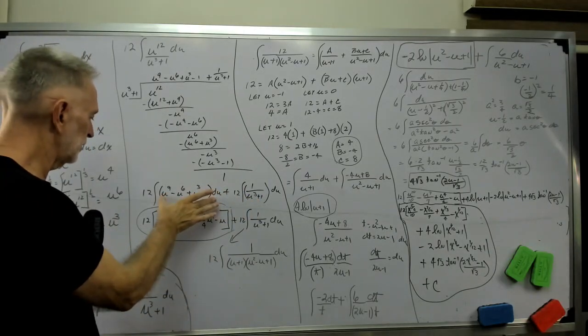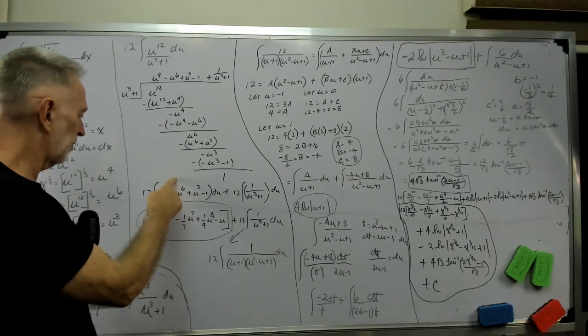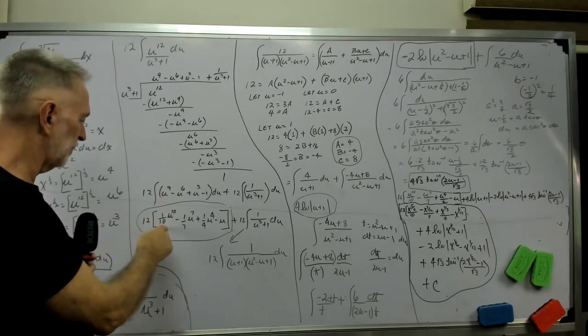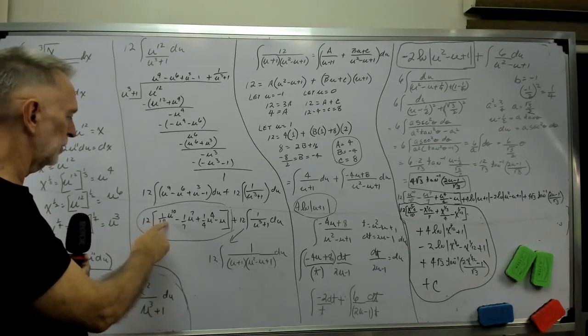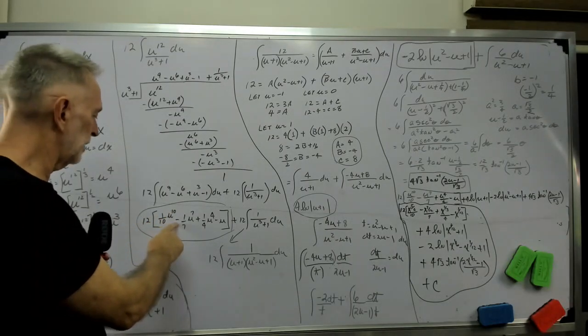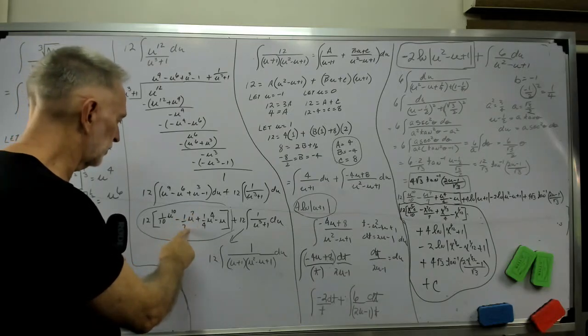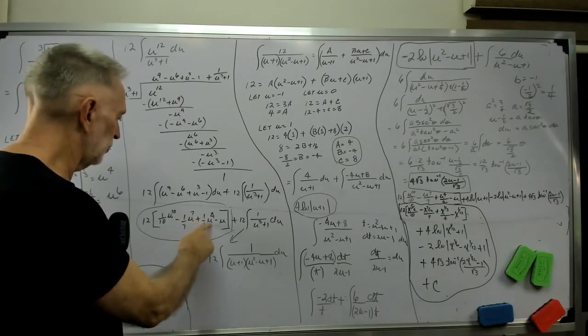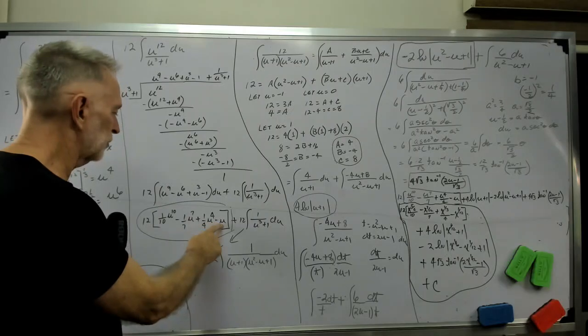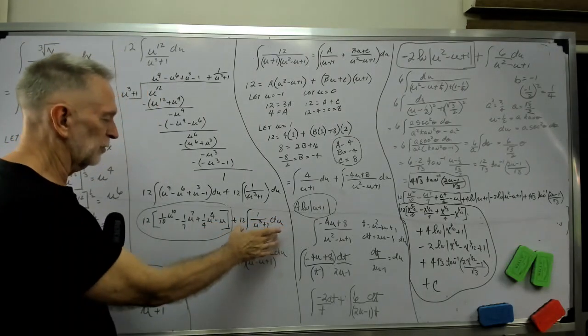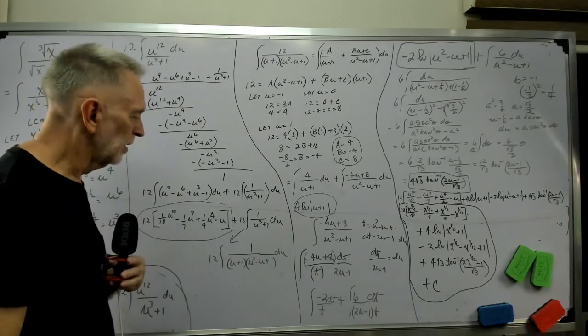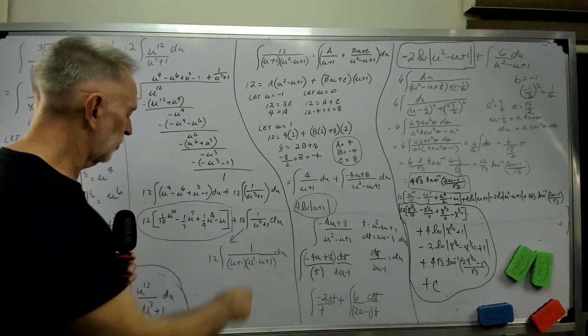So integrating this side, increase the power by 1 and then divide by that. So I end up with 12 times the parentheses of u to the 10th over 10 minus u to the 7th over 7 plus u to the 4th over 4 minus u, plus, still have this integral I need to work with, 12 times the integral of 1 divided by u cubed plus 1.